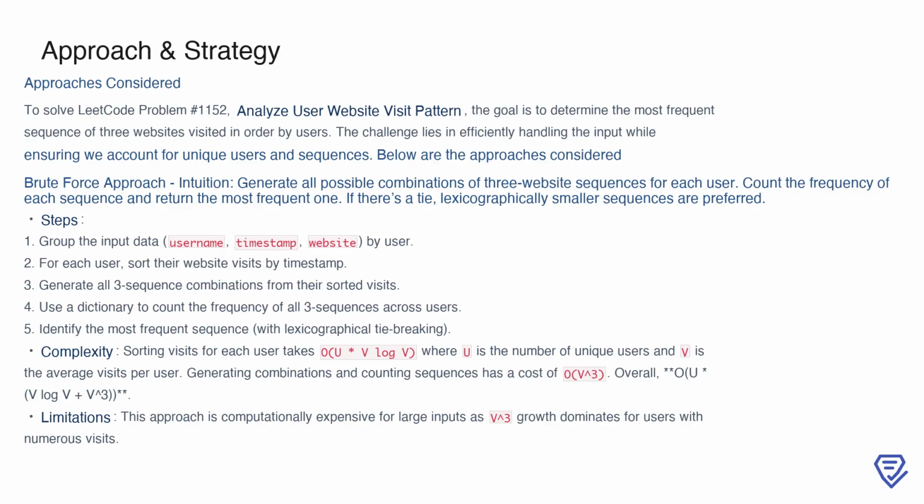However, the computational cost is significant. Sorting the visits for each user takes time proportional to the number of users multiplied by the average number of visits per user, while generating combinations and counting sequences adds a cubic growth factor for users with many visits. Overall, this approach has a complexity of v log v plus v cubed, which can become unmanageable for larger inputs due to the cubic growth in sequence generation.